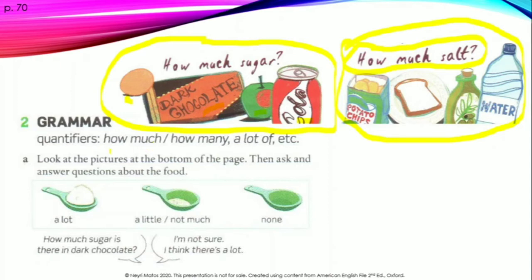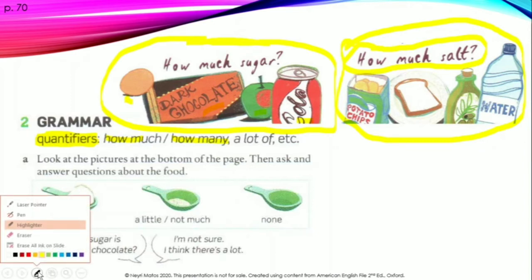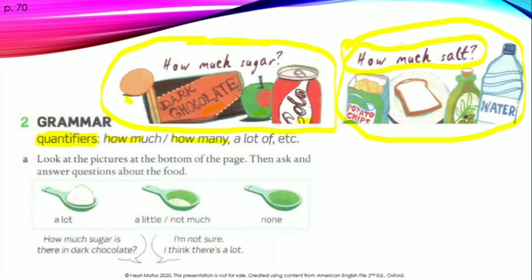So in this class, let's talk about quantifiers. That means using the quantity of food, right? Talking about how much or how many things you have. So these pictures are at the bottom of the page. You can use how much or how many to ask questions about the quantity of food, okay? So remember that we use how much and how many to ask about the quantity of something.